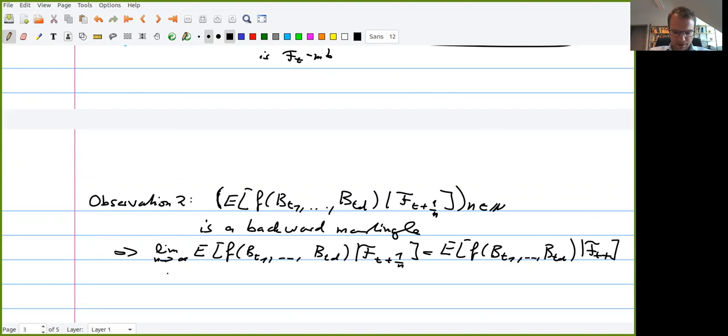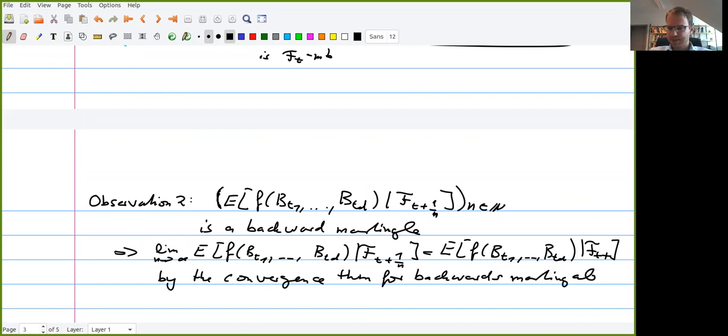The limit is taken in L1, I think, or P-almost surely. This is the convergence theorem for backward martingales. It's rather useful, but it's actually not so hard to prove. If you want to check it out, see for example the appendix in the lecture notes.